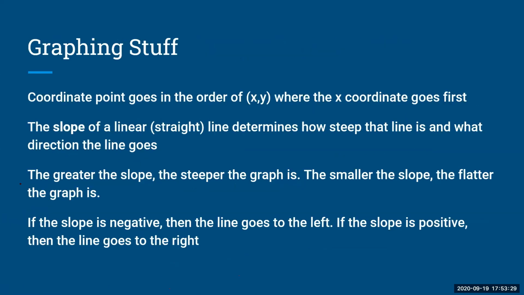All right, some graphing stuff. You know the coordinate points go in the order of x, y, where the x coordinate goes first. So you look at x and then you go y. The slope of a linear line, linear means straight, determines how steep that line is and what direction the line goes. Remember, the slope formula: slope is called m, equal to y2 minus y1 over x2 minus x1, which is also equal to rise over run.